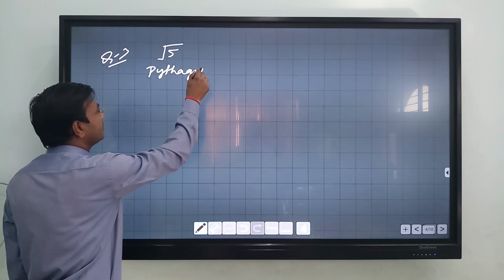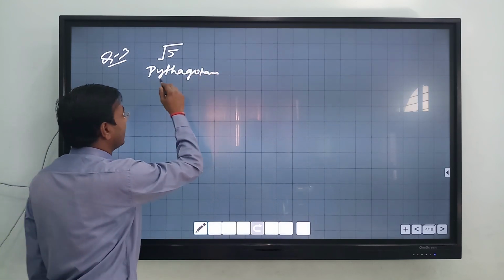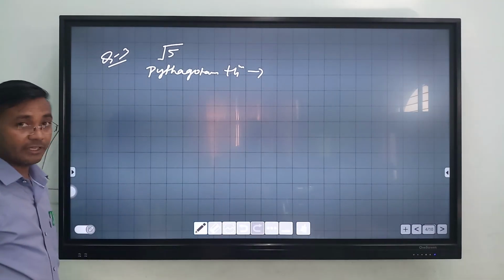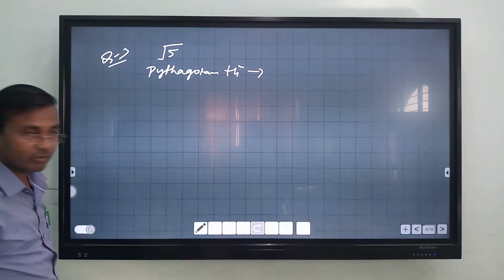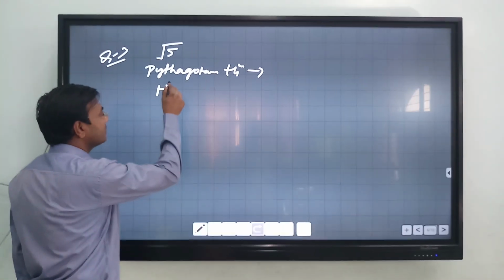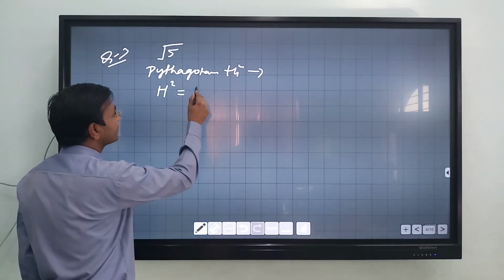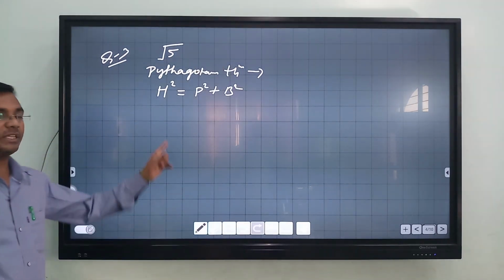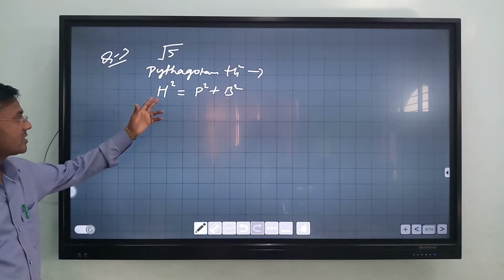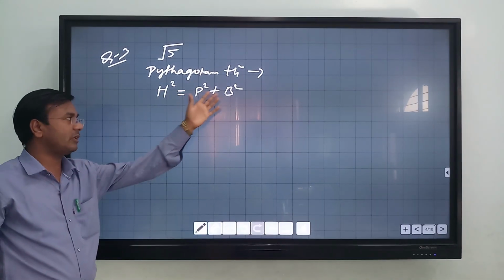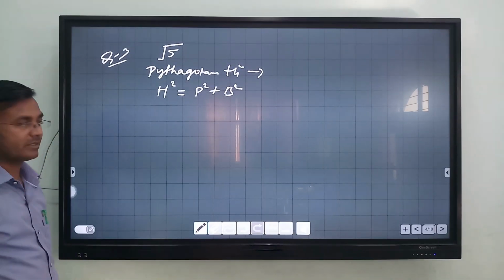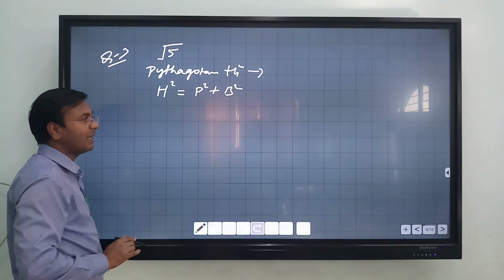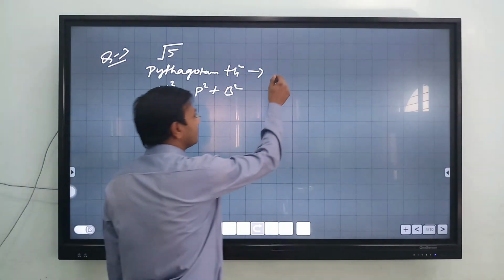I hope some of you have learnt the Pythagoras theorem in your previous classes, and if you have, try to recall. What was it? Or write it yourself. Recall, h square equals p square plus b square. H stands for hypotenuse, p stands for perpendicular, and b for base. Right? So in a right angle triangle, we can apply the Pythagoras theorem.